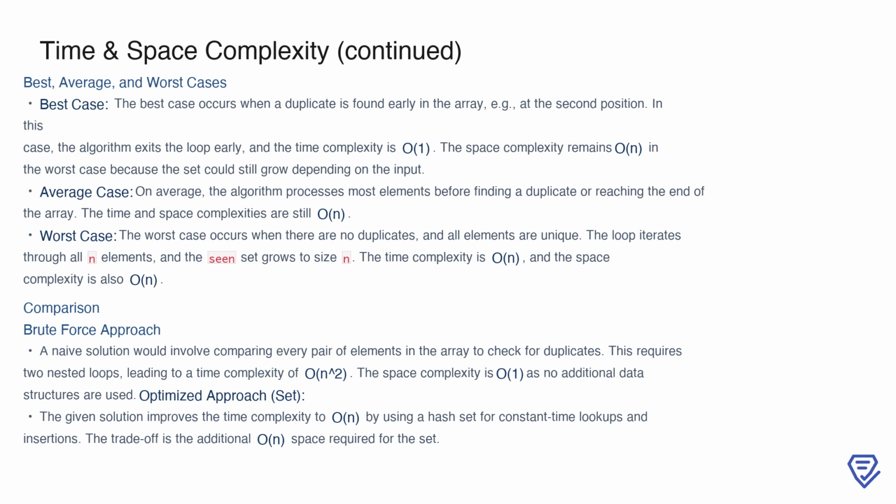Comparing this to a brute force approach, where we would use nested loops to compare every pair of elements, the naive method has a time complexity of O(n squared), and a space complexity of O(1), since it requires no additional data structures. The optimized approach with a set drastically improves the time complexity to O(n), with a trade-off of using O(n) space.